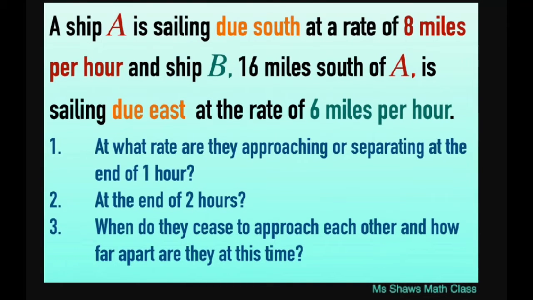Everyone, ship A is sailing due south at 8 miles per hour, and ship B, which is 16 miles south of A, is sailing due east at 6 miles per hour. We're going to answer these questions. At what rate are they approaching or separating at the end of 1 hour, and also at the end of 2 hours? And also, when do they cease to approach each other, and how far are they at this time?